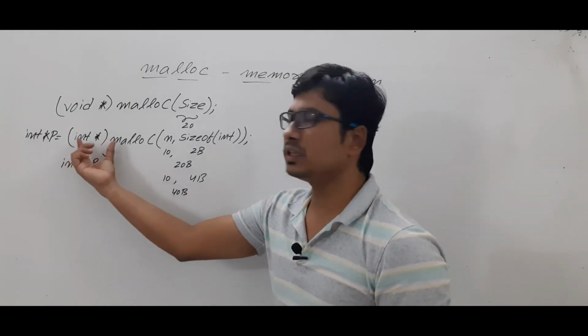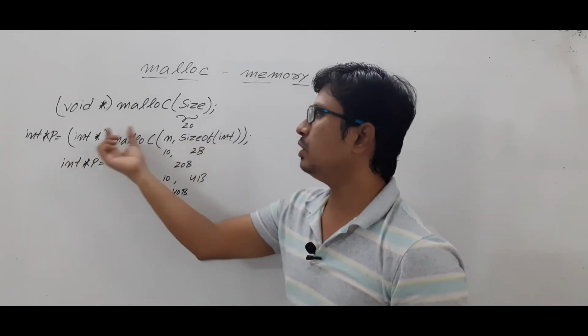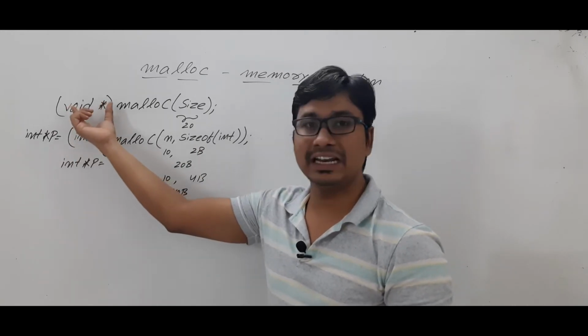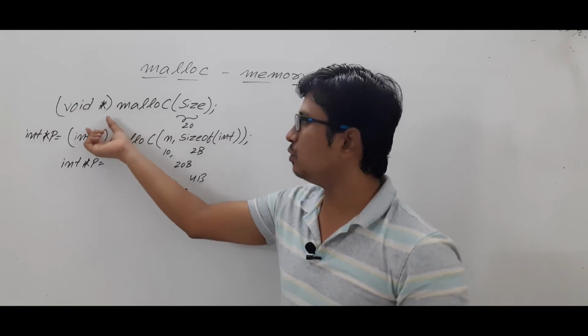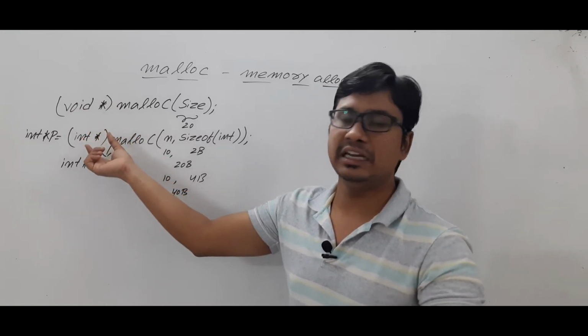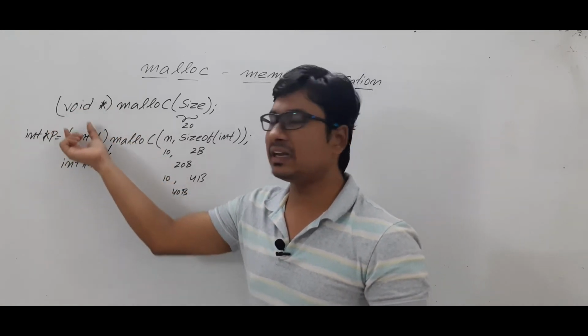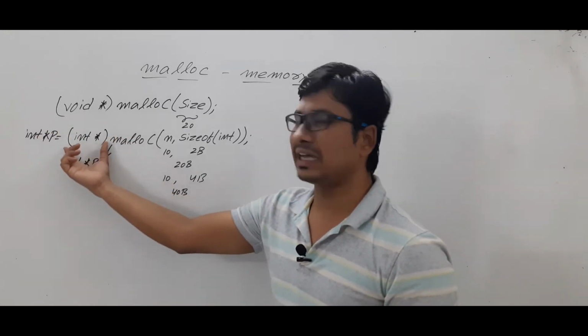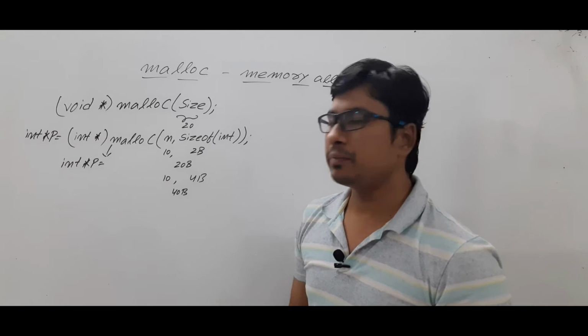So that's why you are doing the typecasting. Whatever the memory is, you are making it an integer pointer because malloc returns a void pointer. So you are asking to return it as an integer pointer, and that address you will store with the help of an integer pointer. So this is about typecasting and the malloc function.